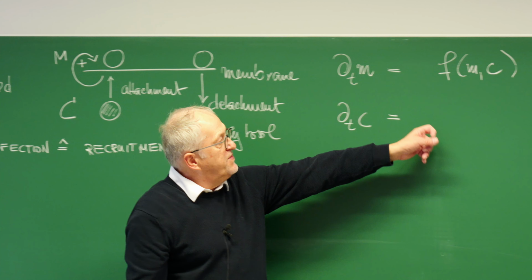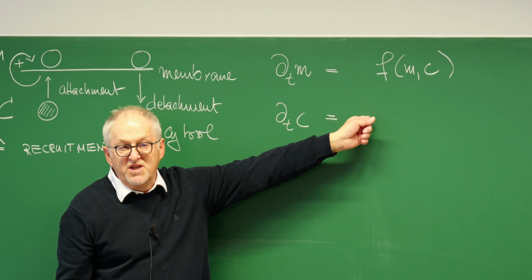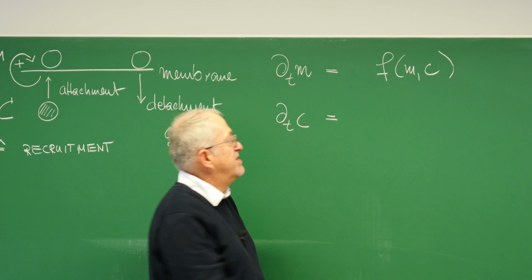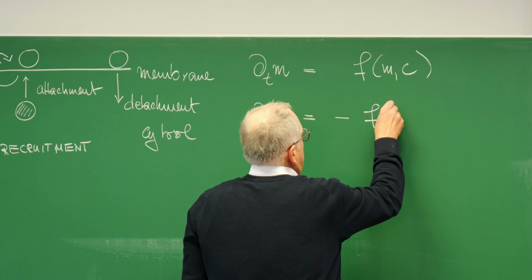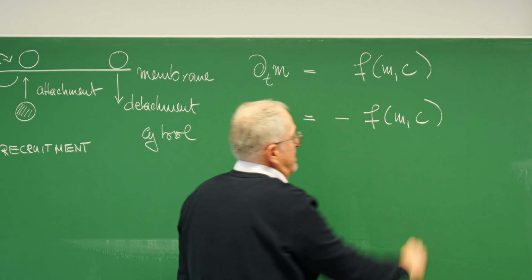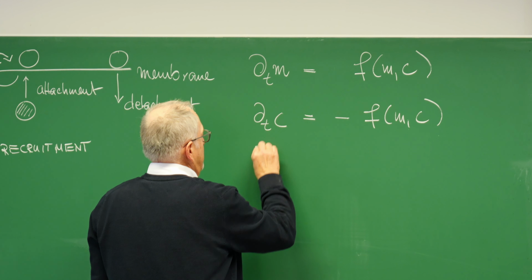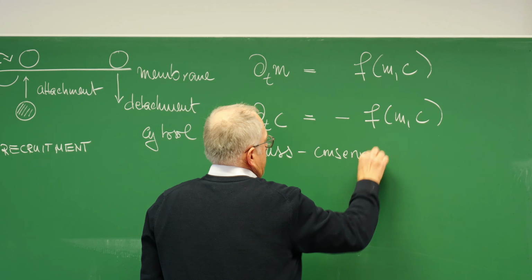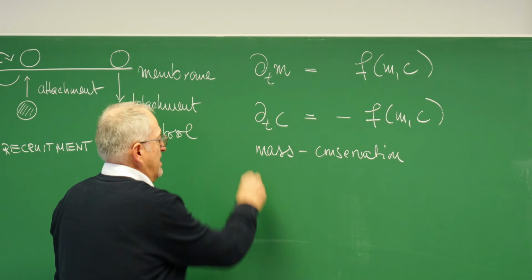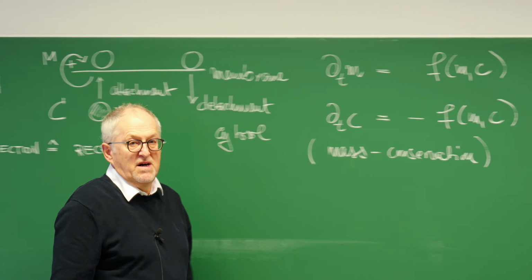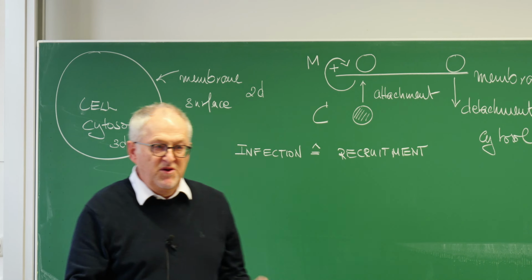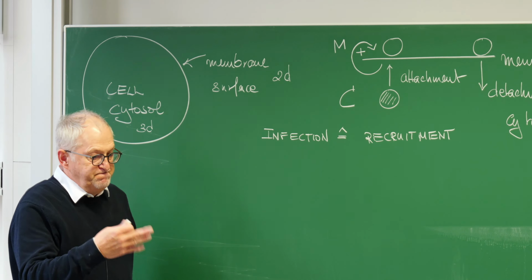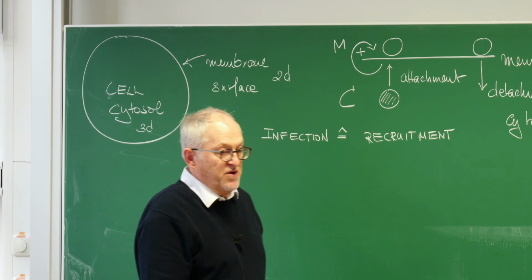Now there needs to be something here as well, which needs to be what? Minus, yeah. So it needs to be minus f of mc. And that is because you have mass conservation in the system. Okay, and that's key. It looks like something which is minor, but mass conservation in the system opens up a very important way of controlling the system.